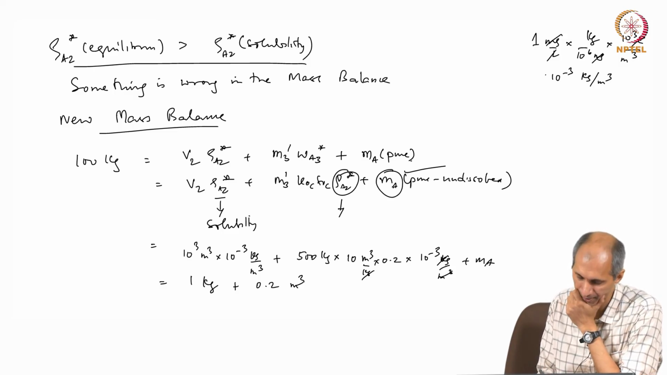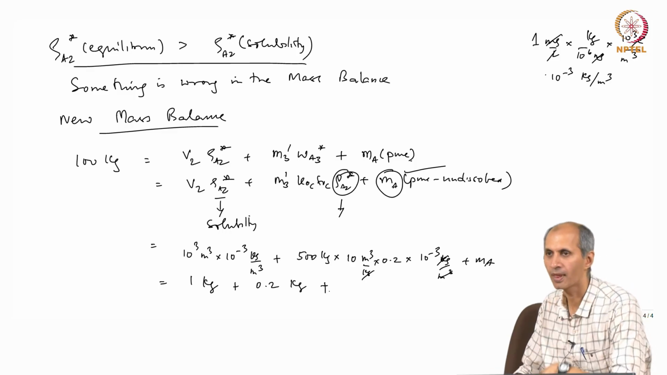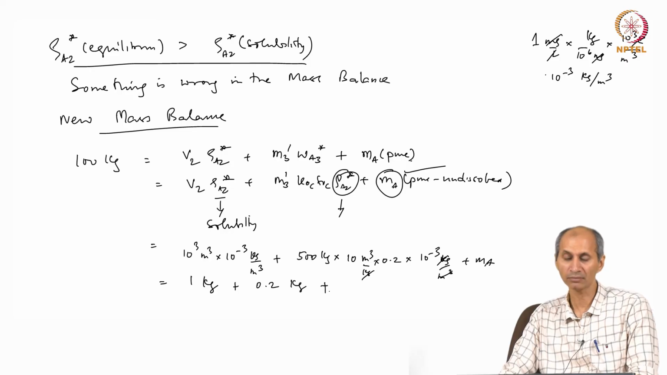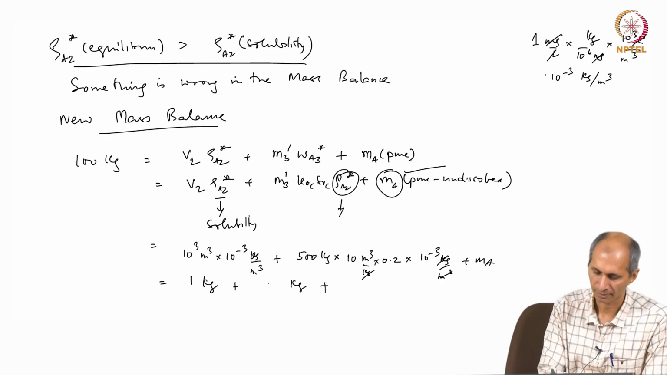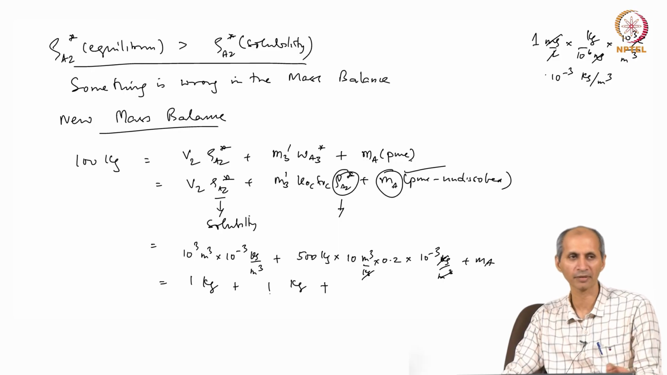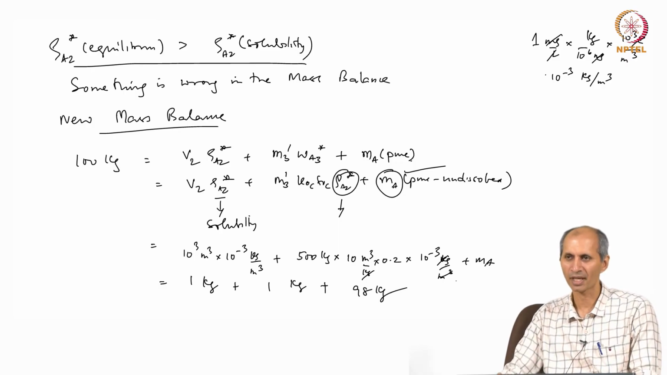It is 1 kilogram, so it is 0.2 kilograms. Check this calculation. This is 1. That is 1, no? Yeah, this is 1. So, 1 kilogram in water, 1 kilogram in the solid. The remaining 98 kilograms is in the pure phase.